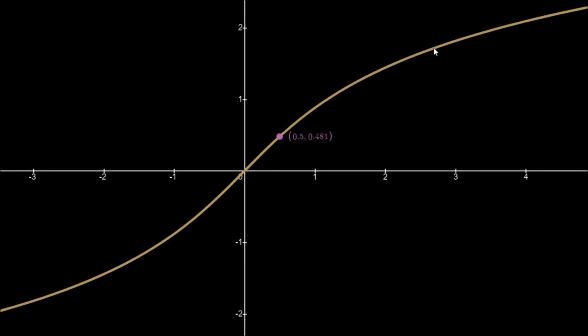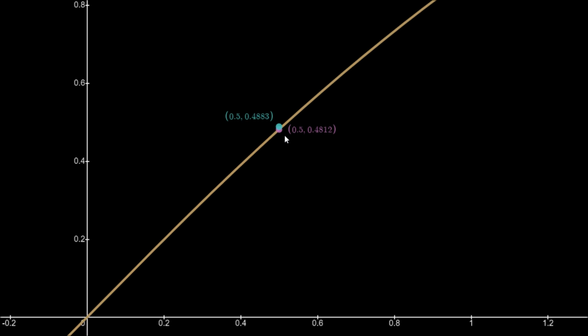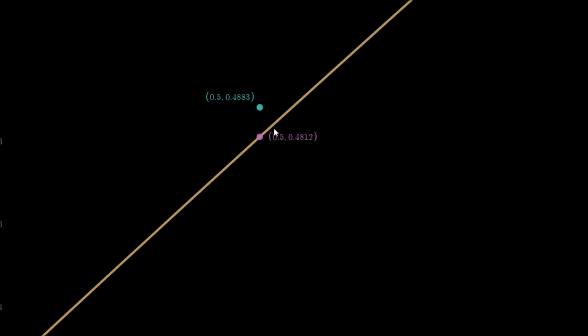So this is our inverse hyperbolic sine function. For 0.5 we expect to get 0.481, and from our simulation we got a value of 0.488. So this is our expected result, and this is our simulated result.